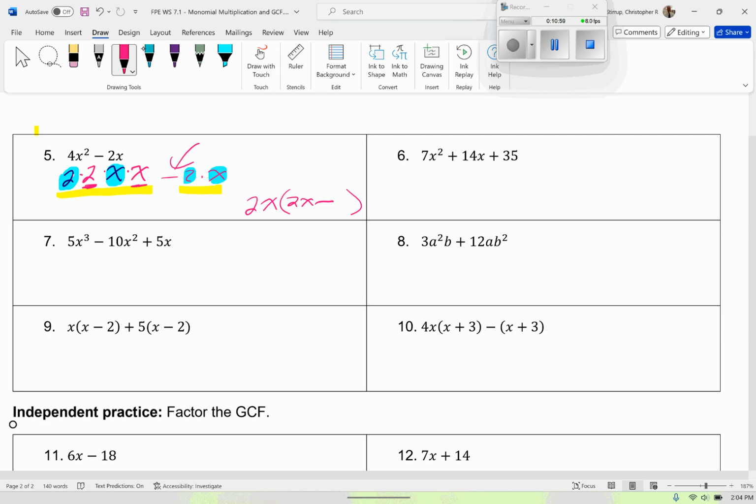So let's do this. If I go 2x times 2x, do I get 4x squared? Yes. I do. 2 times 2 is 4, x times x, x squared. So 2x times what would give you 2x? 1. So 1 is always going to be your placeholder.